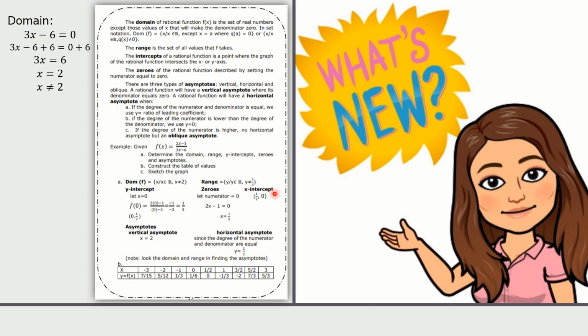All right. Next part is to construct the table of values as seen here. Now we are ready to sketch the graph. The steps might be lengthy as you have noticed, but this will ensure that it will be easier for us to graph the rational function. You will see in the following explanation.